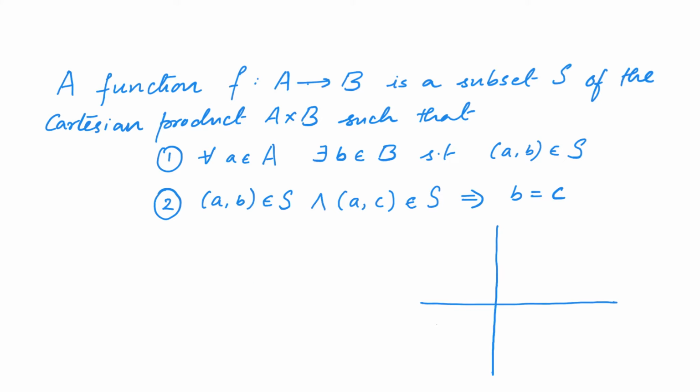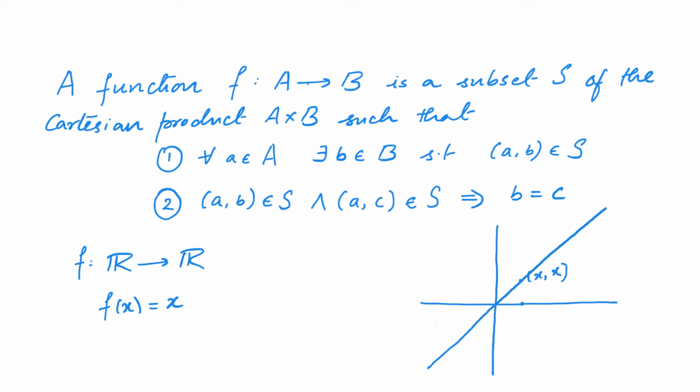Now suppose we have a function f from R to R, given by f of x equal to x, one of the simplest functions. How do we draw the graph of this function? For each point x, I am taking the point (x, f(x)), which is the point (x, x) in this case. And I am marking all these points. In this case, when you mark all these points, you get a straight line. And this is something that you have already seen.